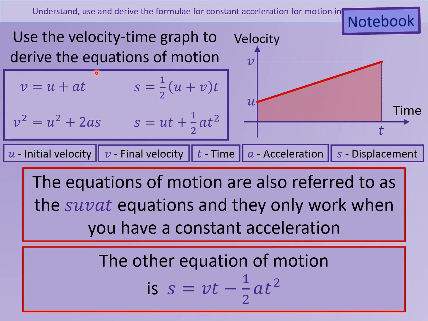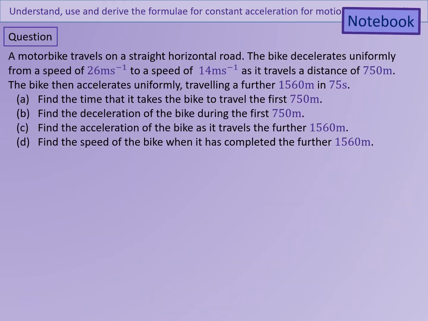You'll notice that there are five equations, and each one misses out one of the variables. So for example, v equals u plus at has four of the variables but does not have s. This second one here you can see has four variables but does not have a. So in each case you would look to see which variables you had and then select the correct formula from the formula book.